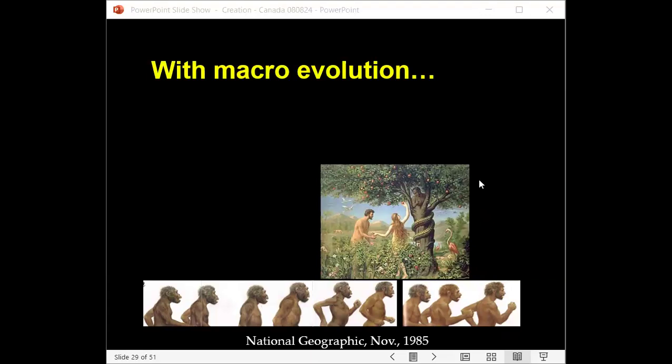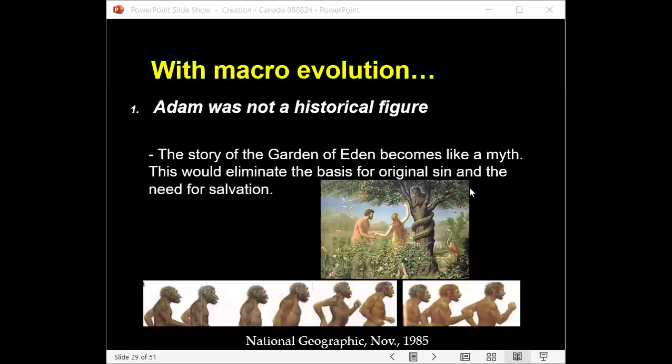Okay, so there are two possibilities. If you believe macroevolution is true, then there are two ways you can interpret your Bible. One, you believe that Adam is not a historical figure. Then the Garden of Eden story becomes a myth, eliminating the basis for original sin and the need for salvation. You can't really accept this idea.